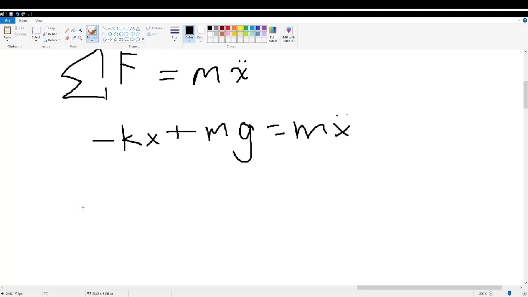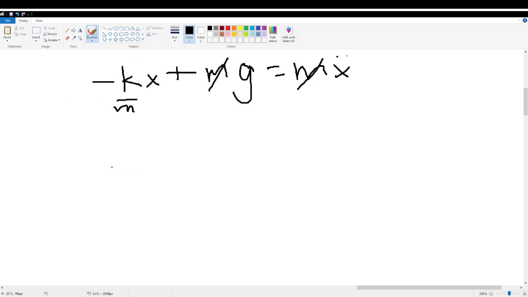So let's rearrange, and let's also get rid of m simultaneously. So let's cross this out, divided by m. Now let's rearrange. We'll get x double dot plus omega naught squared x is equal to g.